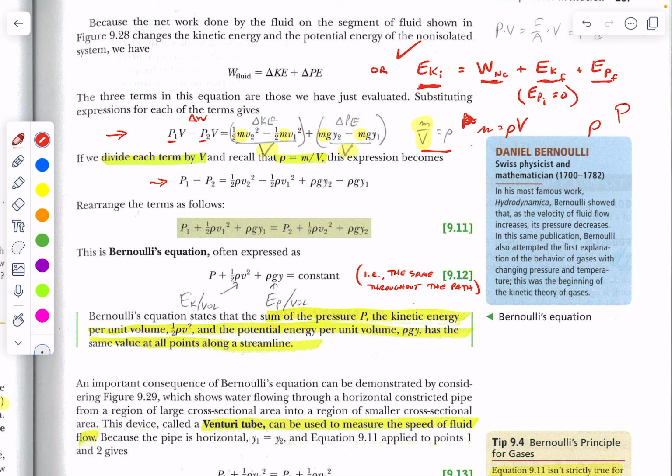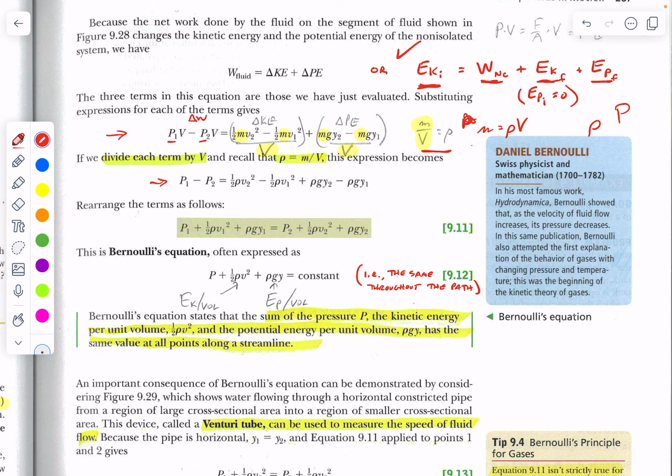We're going to divide through by the volume. And when we divide through by the volume, that gives us this change in kinetic energy per volume and our change in potential energy per volume. And we get our Bernoulli's equation right here, which I forgot to highlight. There we go. And basically what we're saying then is that your pressure and your kinetic energy per volume and your potential energy per volume all the way through the pipe or the hose is going to be the same throughout the path. It's going to be a constant.